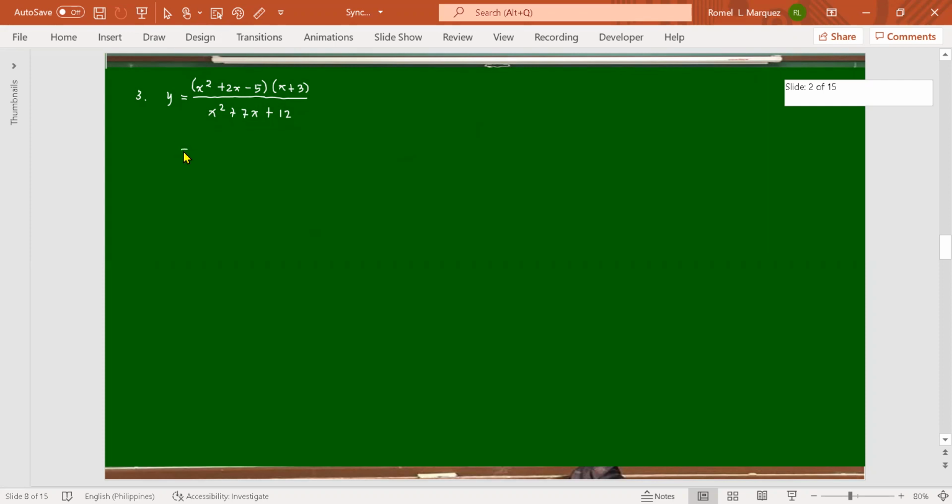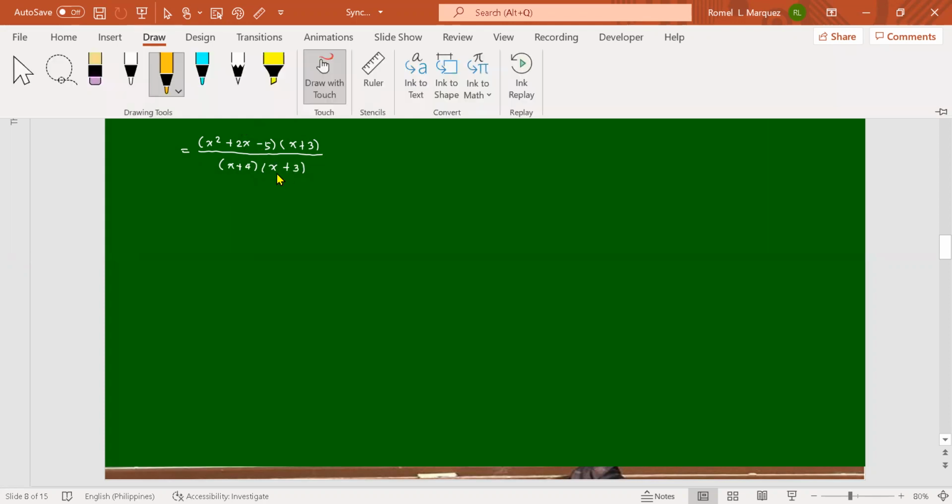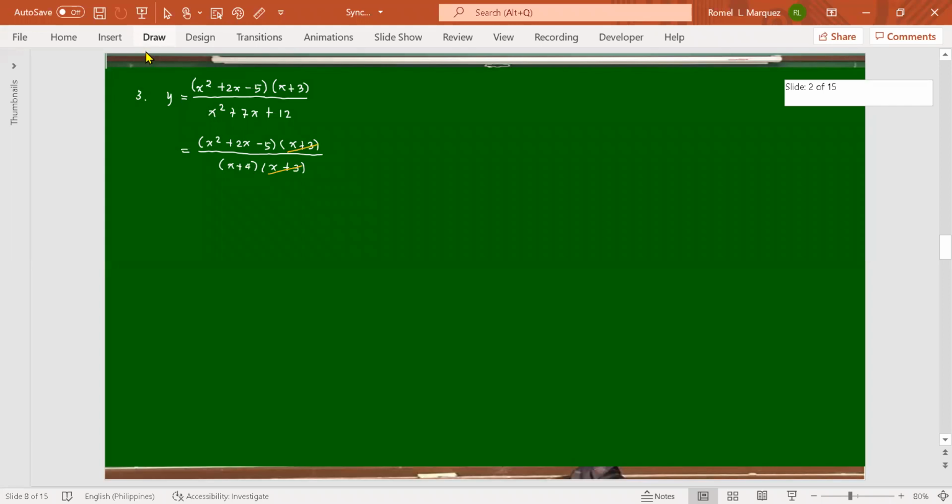First, let us express in factored form. Yung quadratic, hindi na yan na-factor. I-divide na lang natin later yan. Then, itong numerator, yan na, ang denominator, x plus 4, x plus 3. Am I correct, children? So, ano yung pwede natin i-cancel out? So, meaning, we now come up with y equals x squared plus 2x minus 5 all over x plus 4. Am I correct, children? Yes po.